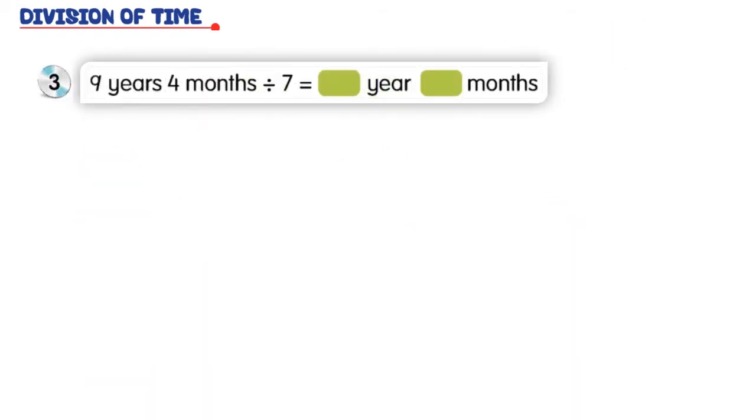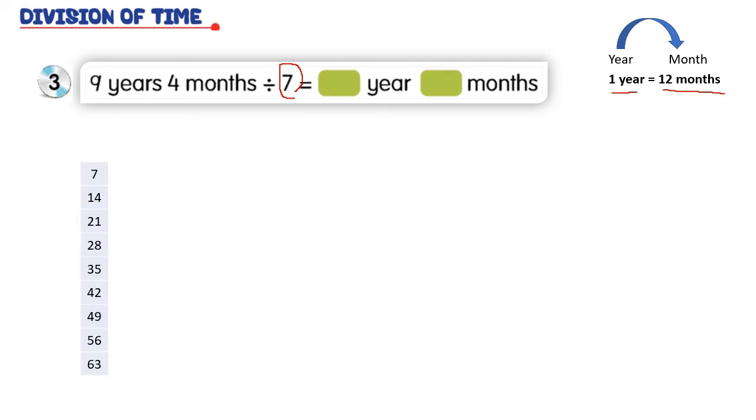Now for question 3, 9 years 4 months divided by 7. For this question, it involves years and months, and you must know 1 year is equal to 12 months. It is still divided by 7, so again you have to know times table 7. Now start dividing 9 years 4 months. We start from the years first.